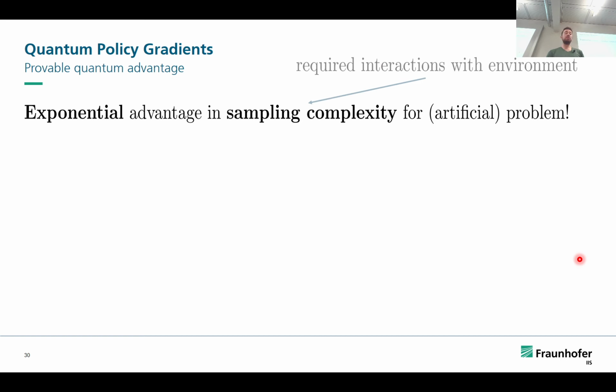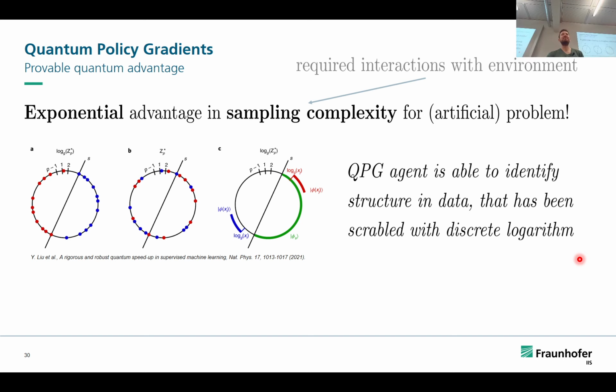But what they actually can prove, and I think that's one very interesting thing, is that for some environments we really can get an exponential advantage in sampling complexity, which just means we require exponentially fewer interactions with the environment. Again, the downside is that it's a very constructed environment. Again, details are not too important for that.